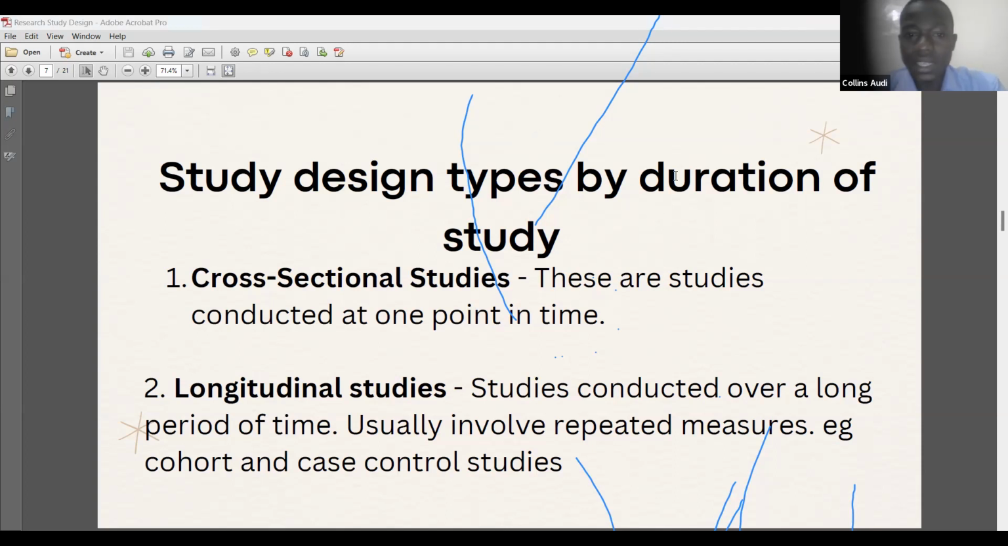We have cross-sectional studies. These are studies which are conducted at one point in time. For example, you just want to conduct a 3-month assessment just one time and go and report those results and prepare for publication of your research. So that's a one-point study. What about studies where you can take a longer period of time? So these are called longitudinal studies.